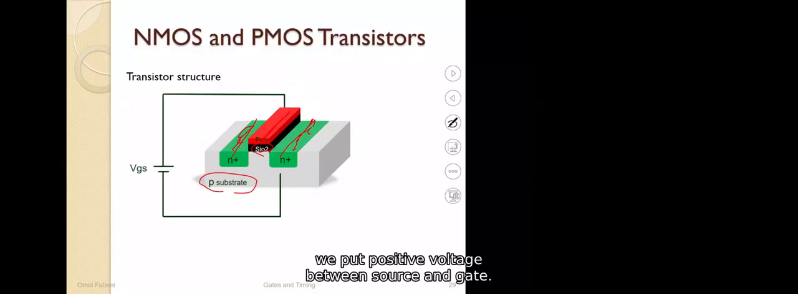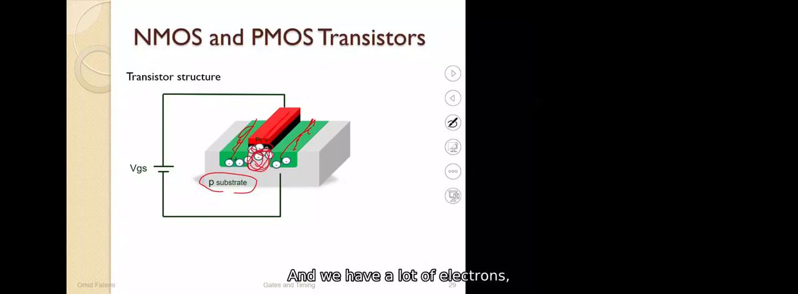So what do we do here? For example, for this one, we put a positive voltage between source and gate. When you put the positive voltage there, the positive charge attracts the electrons. The electrons are coming to the positive charge. And we have a lot of available electrons there. When you have electrons somewhere, it means that it conducts. If you have an electrical field, it will generate the current, and it means that it is conducting. If you don't have electrons or holes, then you don't have the current. It is not conducting, an insulator.